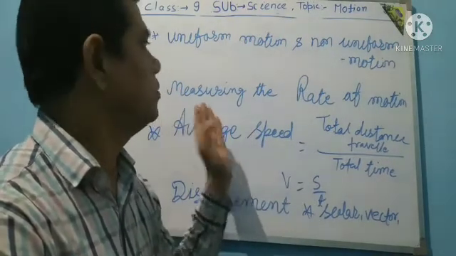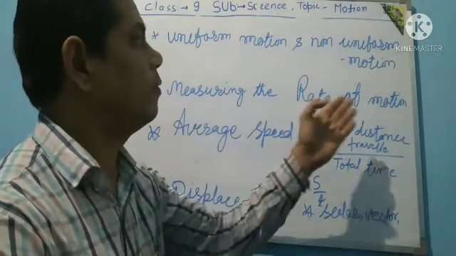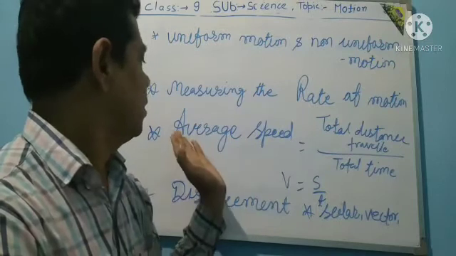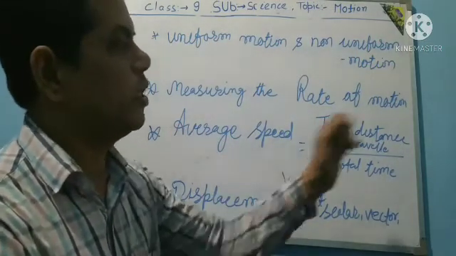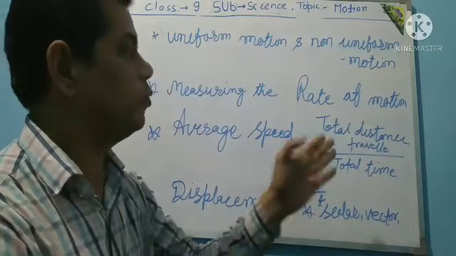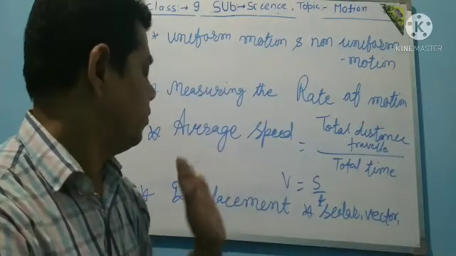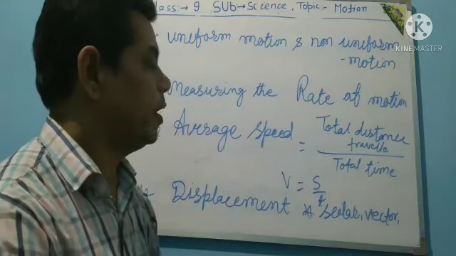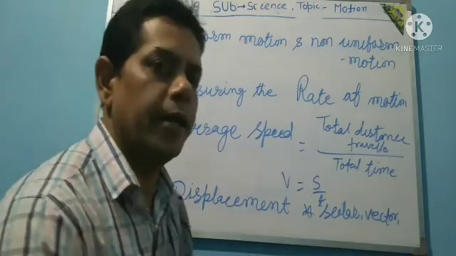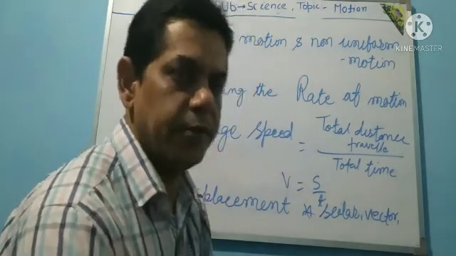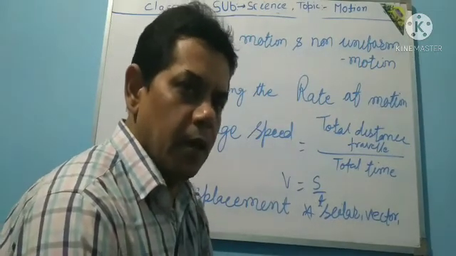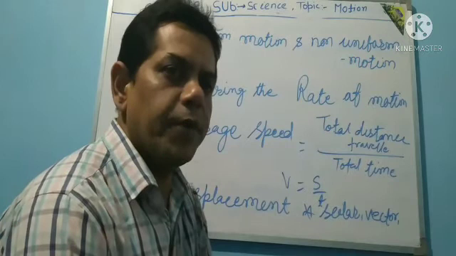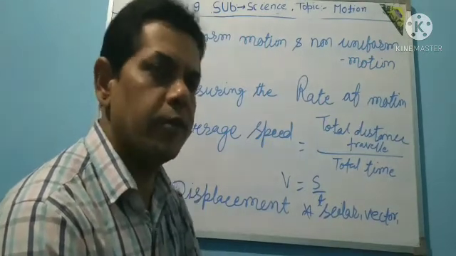The second point is measuring the rate of motion. The third point is average speed, equal to total distance traveled divided by total time. The fourth point is displacement, and the fifth point is scalar and vector quantities. So first, I will explain the topic of uniform motion.